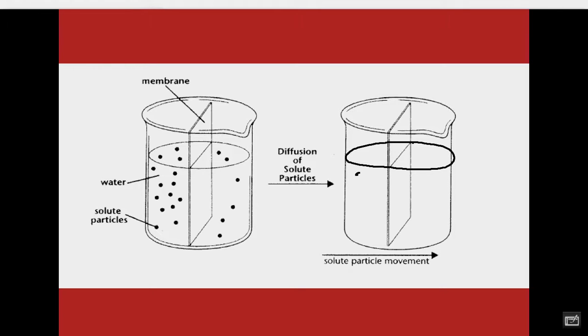But what happens is I end up with an equal number of solute particles on either side. So I drew 8 on each side. That's roughly about the same amount. So that's what would happen. The solute particles, some of them will move from the left side over to the right side, and they will equal out on both sides.